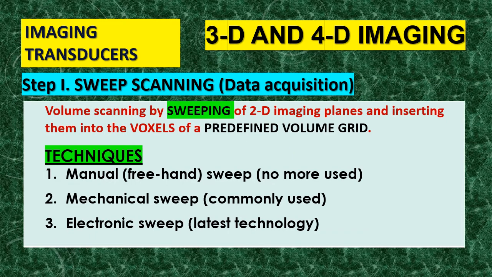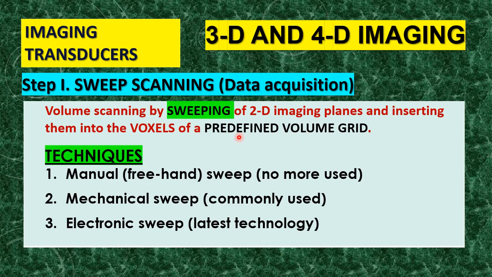So sweeping, or what we call data acquisition, is done through three techniques actually. Okay, so sweeping again, like I told you, it's a volume scanning by sweeping of 2D imaging planes. One plane is swept along the volume, and inserted into what you call the voxel of a predefined volume grid.